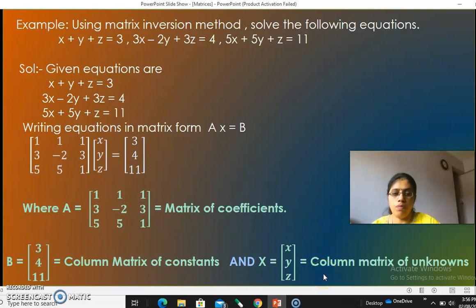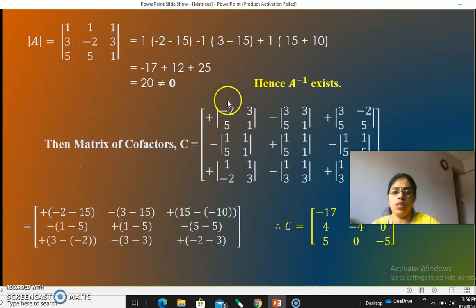Fine. Now we have to go on doing our steps. It is not necessary to mention the steps here, like step number 1, step number 2, step number 3. That way you should not write. You just remember there are six steps that we have to perform. What is our first step? First step is to find the determinant value.